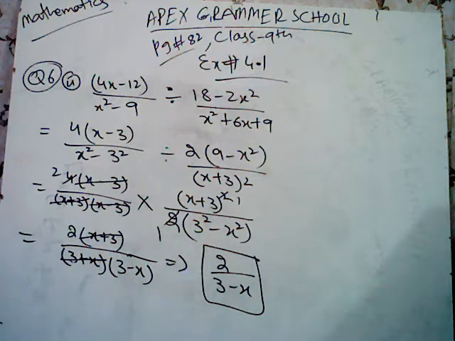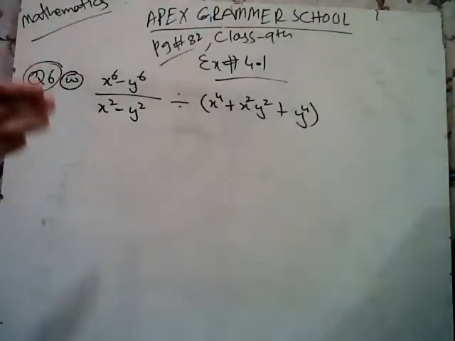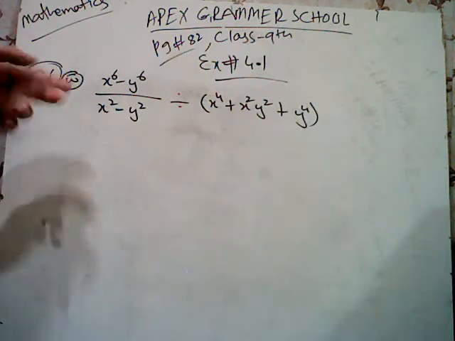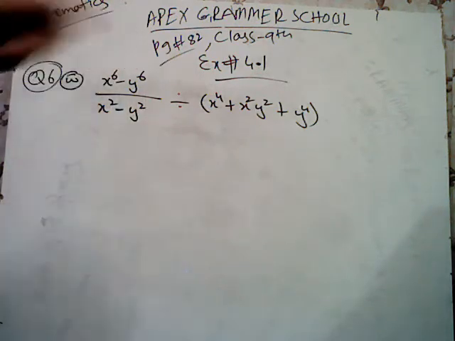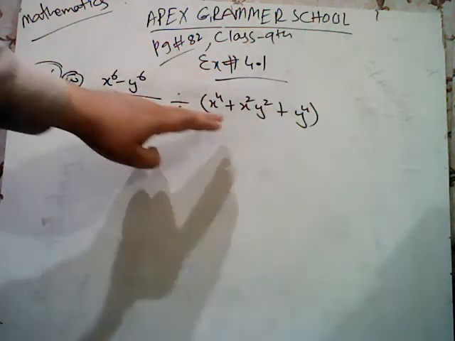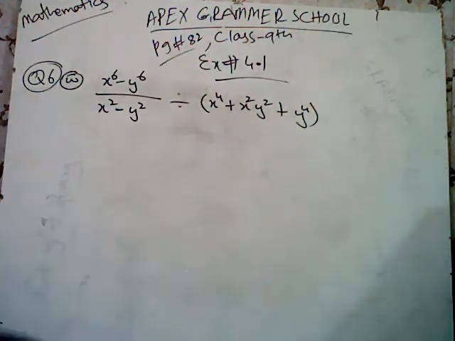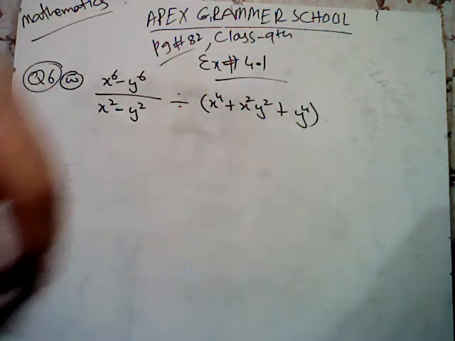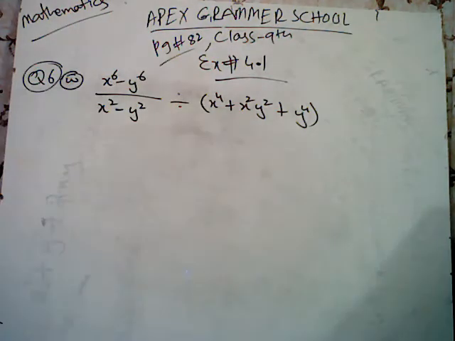Now we will move toward part 3. In part 3 you can see that this is x raised power 6 minus y raised power 6, and in denominator x square minus y square, and the divide sign, x raised power 4 plus x square y square plus y raised power 4.